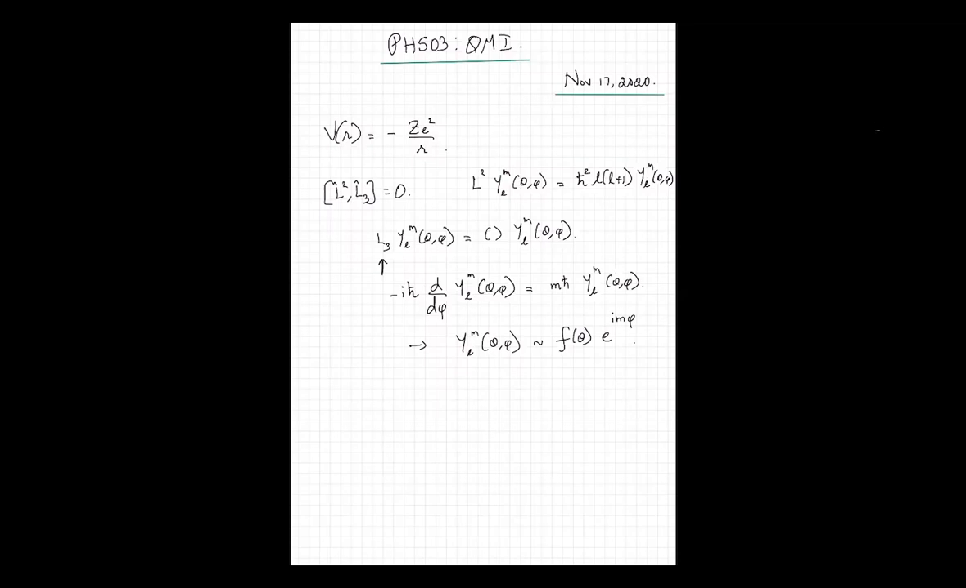So Y_lm of theta, phi plus 2 pi is equal to Y_lm of theta, phi. This constraint basically meant that m belongs to the set of integers. So this is basically what we did for the L3 operator.